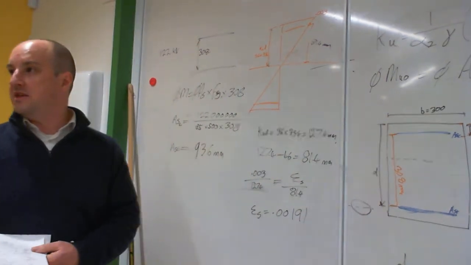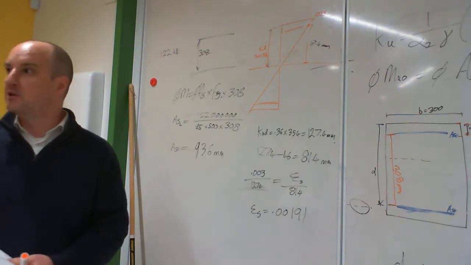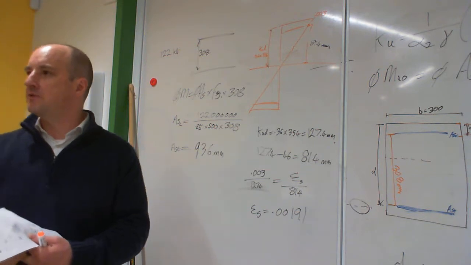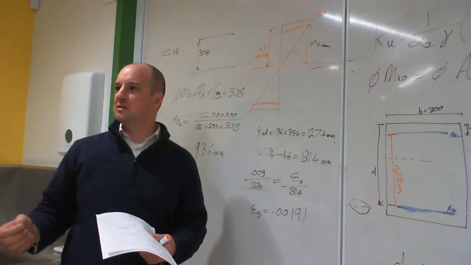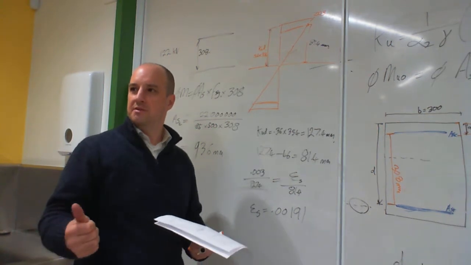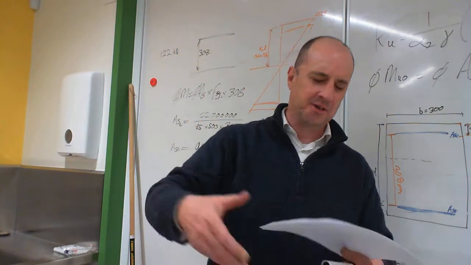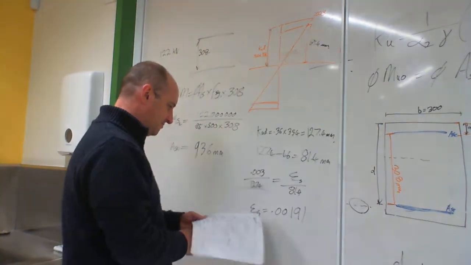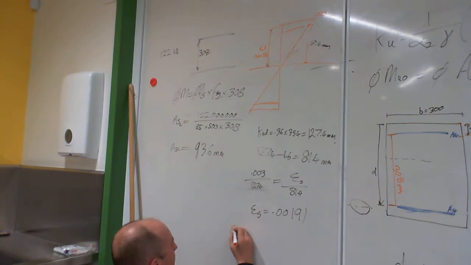Now, to work out if that's yielded, we have to know the yield point of steel. The yield point of steel is 500 megapascals, and we know that the elasticity of steel is, anyone? I know you're thinking 200,000. Yeah, good. Excellent. All right. So, stress, 500, sorry, what's the formula for this?